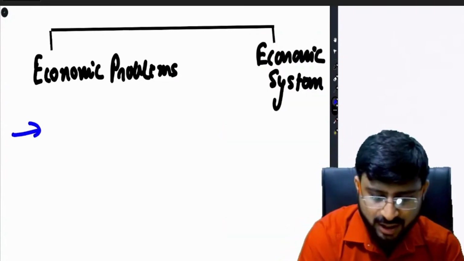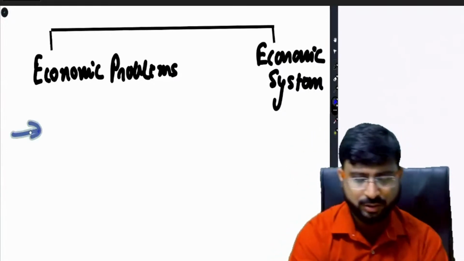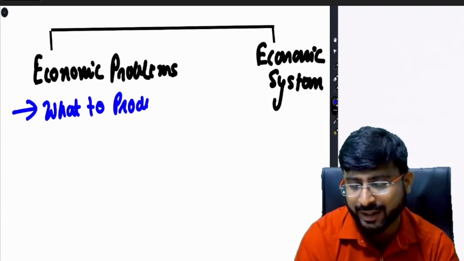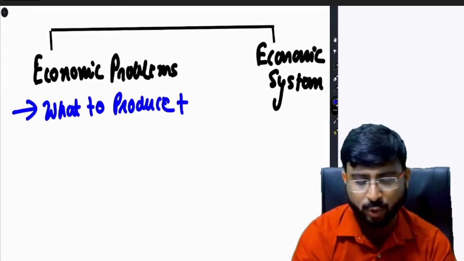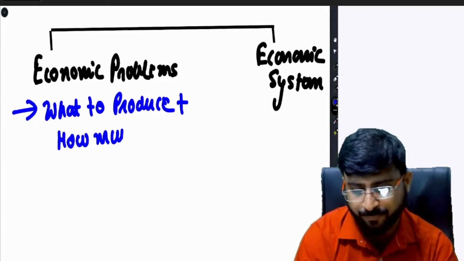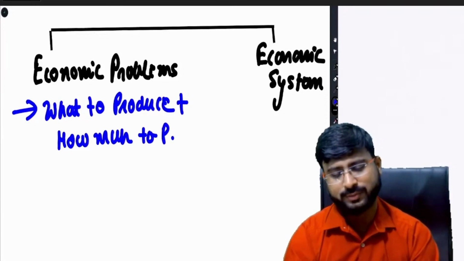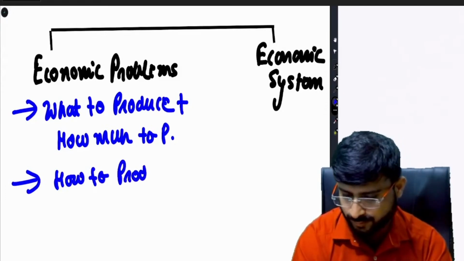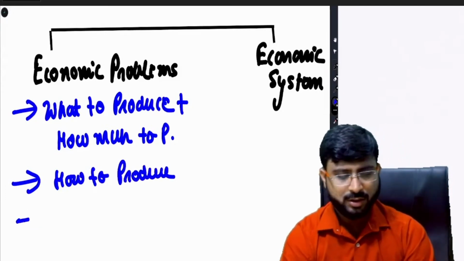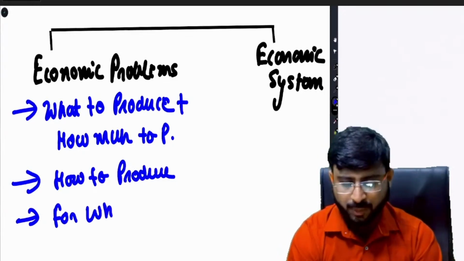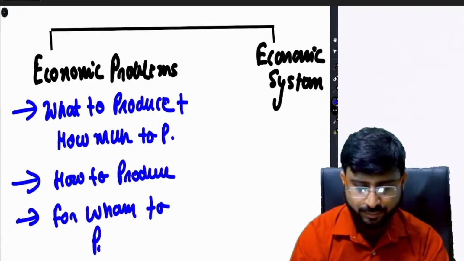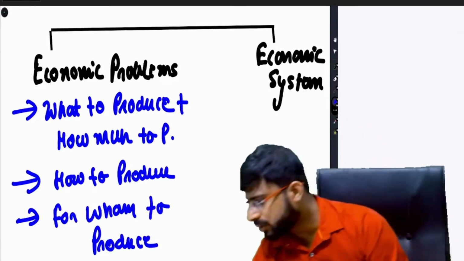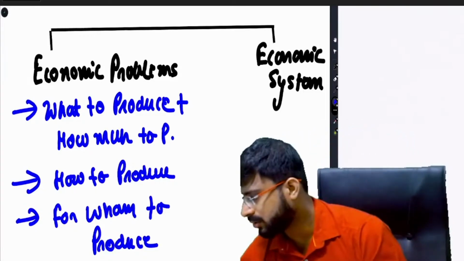Okay? 3 major economic problems were what? There are 4, I know this. What to produce and how much to produce. All of you, I am sure, are making these notes. This is a mind map of today's discussion. Second economic problem was how to produce. Third problem, everyone, was for whom to produce. All right? Yes, sir.